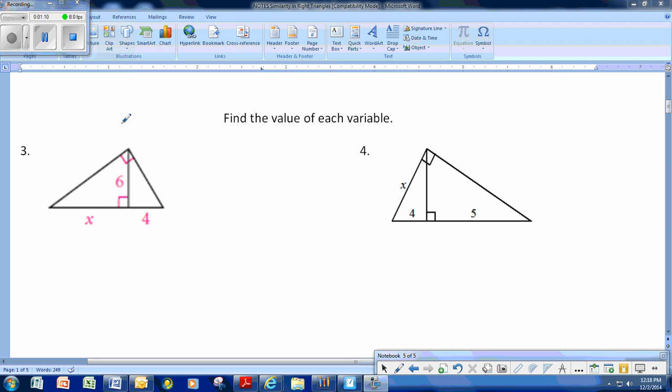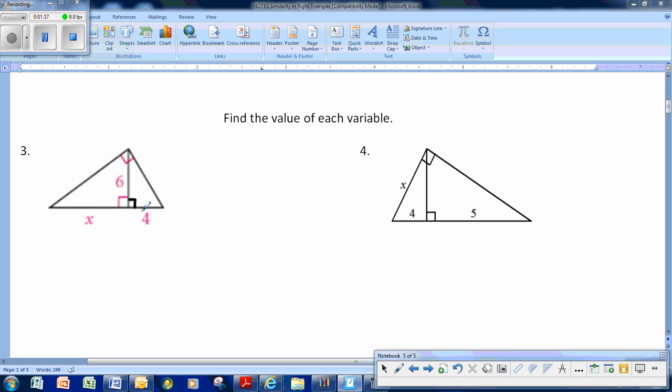Now we're going to talk about similarity in right triangles. If you have a right triangle and there's an altitude drawn, in this case, this segment right here is called the altitude of that right triangle. What it does is it splits that right triangle into two other right triangles that are similar to the original. Okay, so there's the right angle.